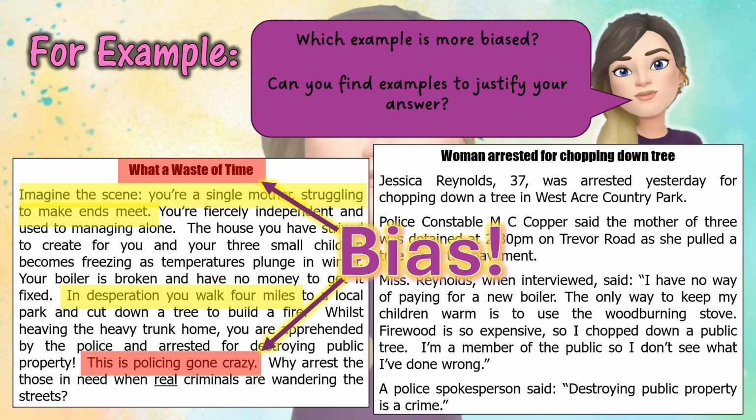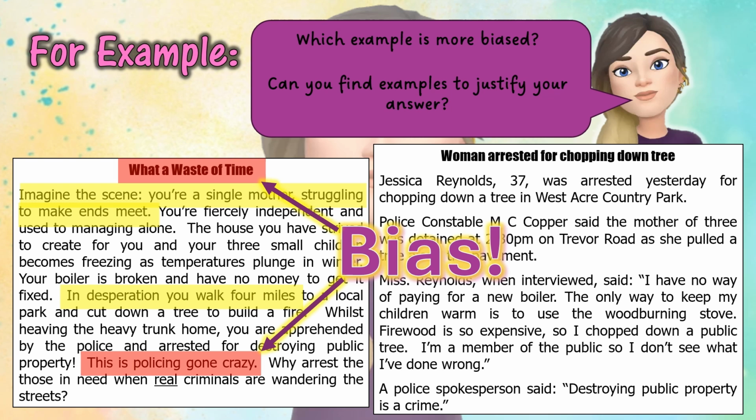And if we were going to pick out examples for an exam, we would probably pick out what a waste of time and this is policing gone crazy. The reason we would pick this out is because they're opinions based on the fact that whoever wrote this article has some sort of emotional connection to the woman in question. Whereas the other article, it gives a fair representation of both sides. The police officer or constable gives his view, destroying public property is a crime, and Miss Reynolds gives her view.